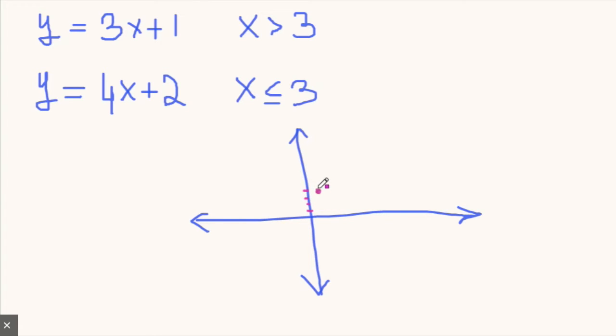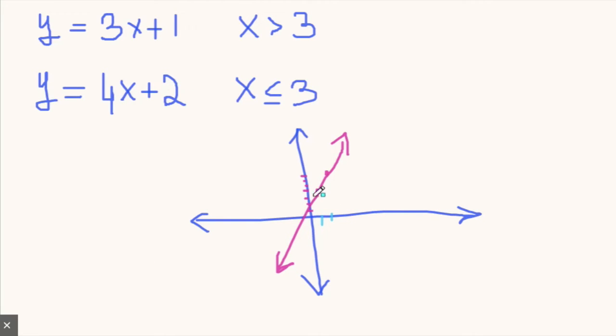So our point is here. And then 3 units up again, 1, 2, 3, and 1 unit to the right. So our line would be something like this. Now let's graph the second one. And before we forget, this is going to be 1, 2.